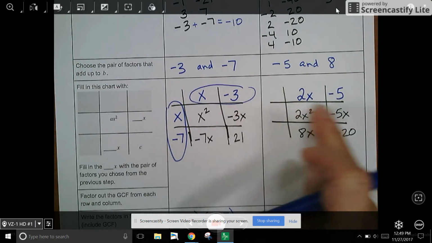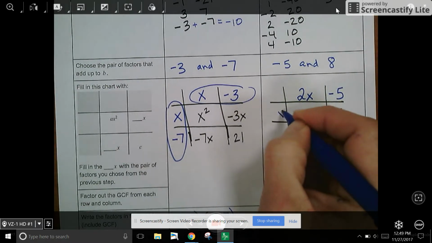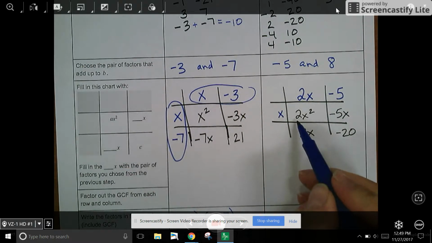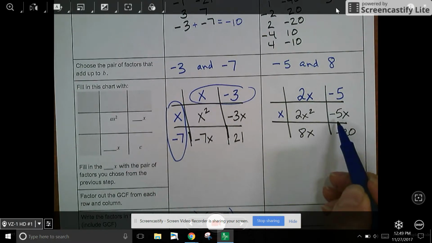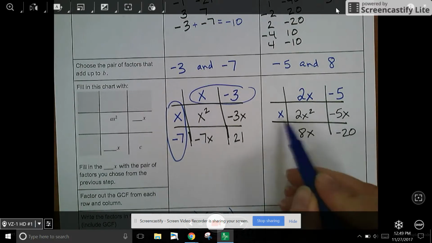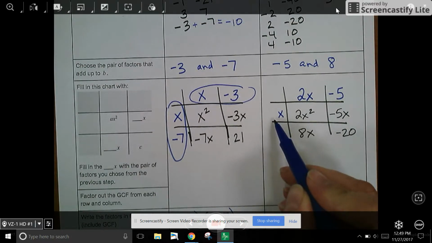Now I'm going to go this way. There's definitely one x in common. The only things that can go into 2 are 2 and 1, but 2 cannot divide into 5, so that means that it's just a 1. You can put it in front, but you don't have to.